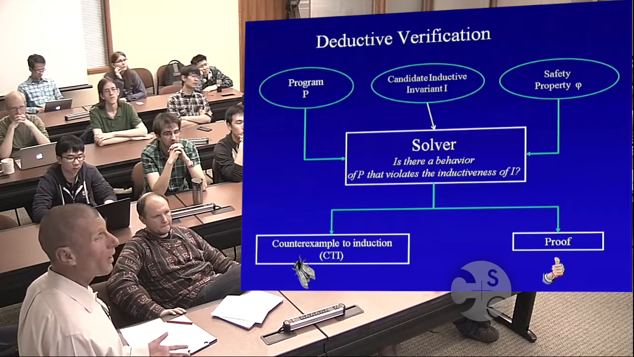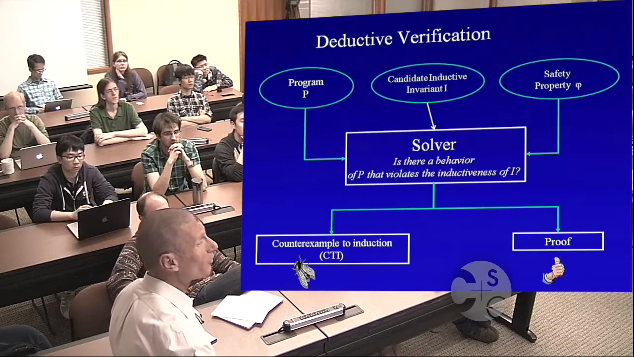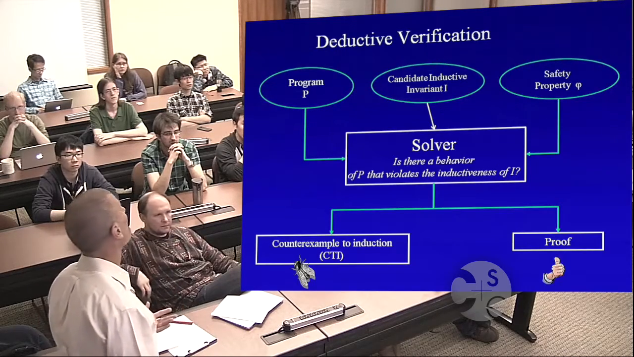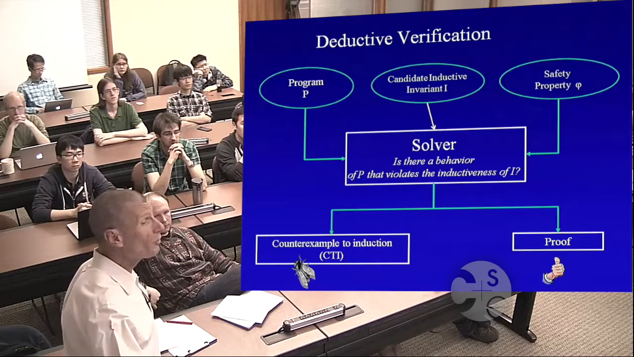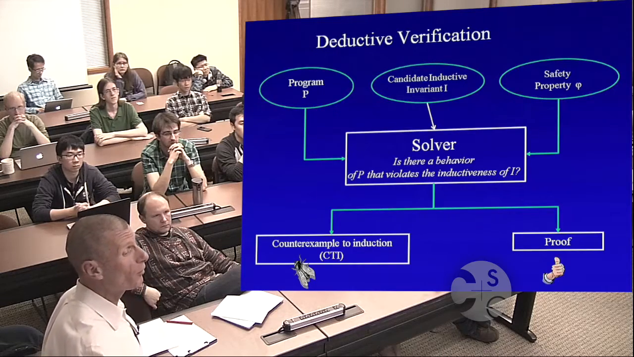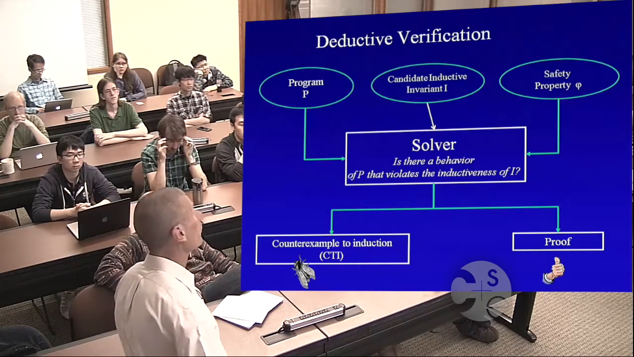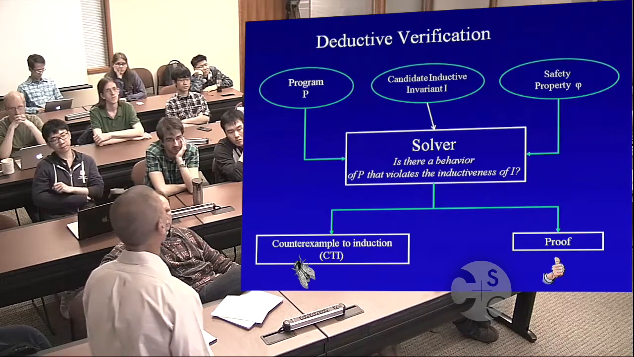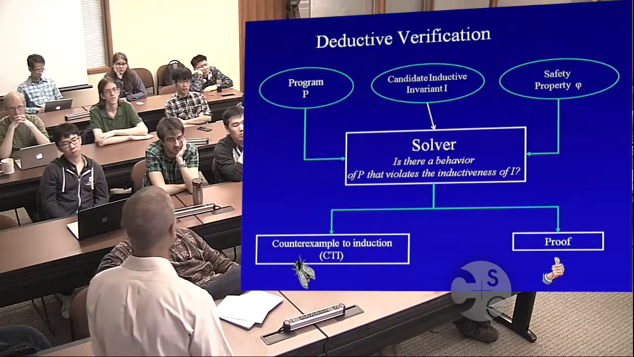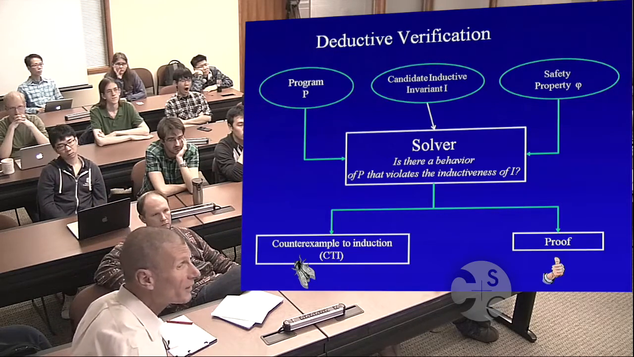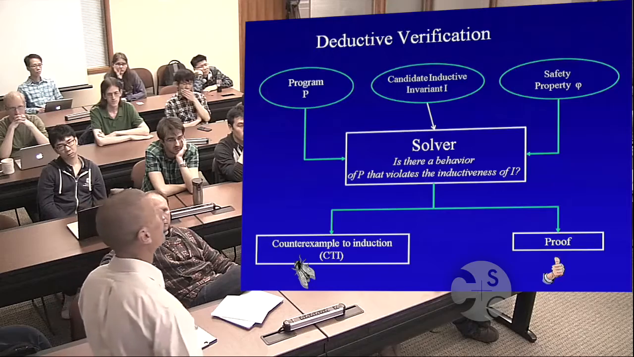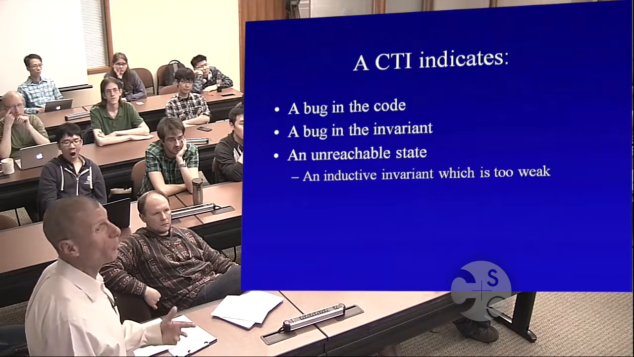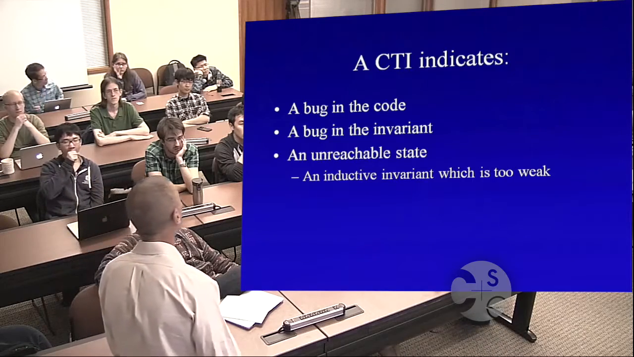So with this inductive verification, we take the program, we take the safety property, but we also come with this candidate inductive invariant. Once we have it, we can feed it to the solver, and the solver either gives us a proof that the property holds, or it gives us a counterexample, but not necessarily a counterexample to the property. It's a counterexample to the induction. It basically says that this invariant is not inductive for proving the safety of this property. And it's important to understand what this means.